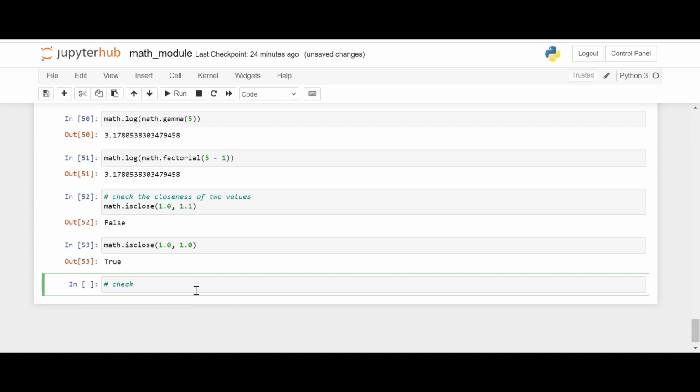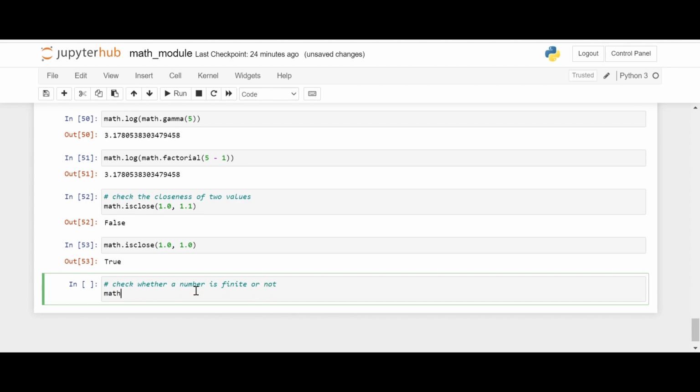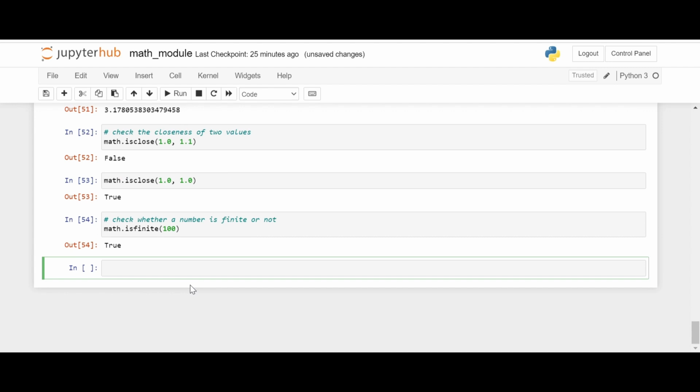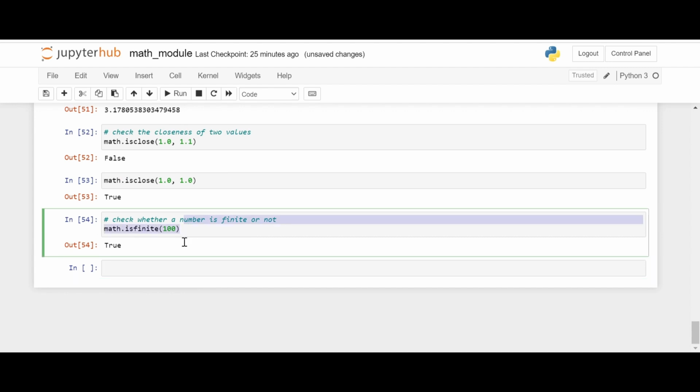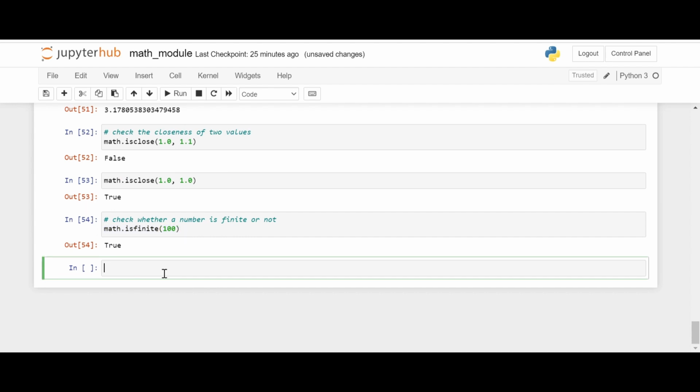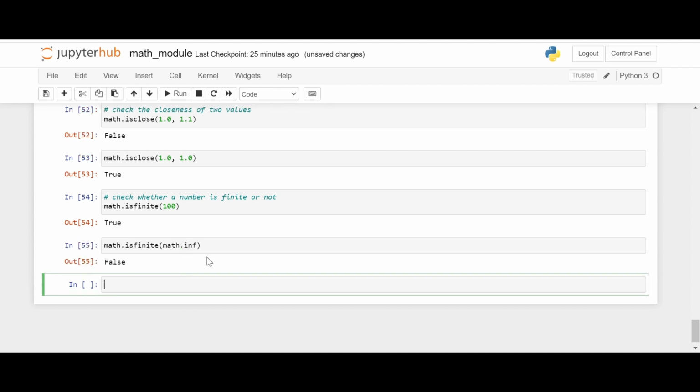Check whether a number is finite or not. Math.isfinite. So we'll get true because 100 is a finite number. But if we change 100 to infinite, math.inf, infinite is not a finite number.